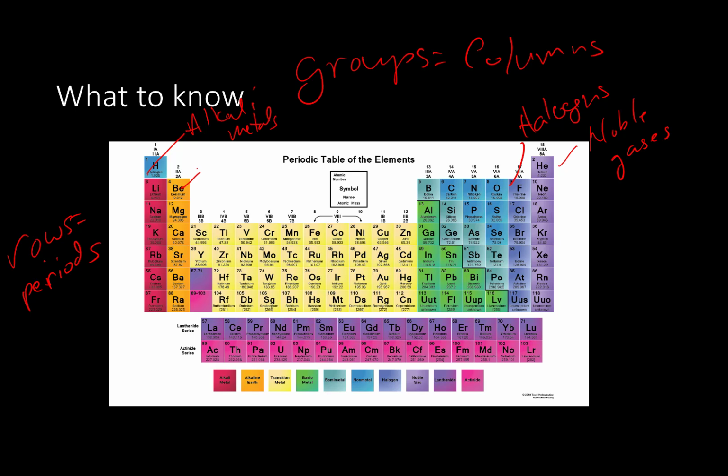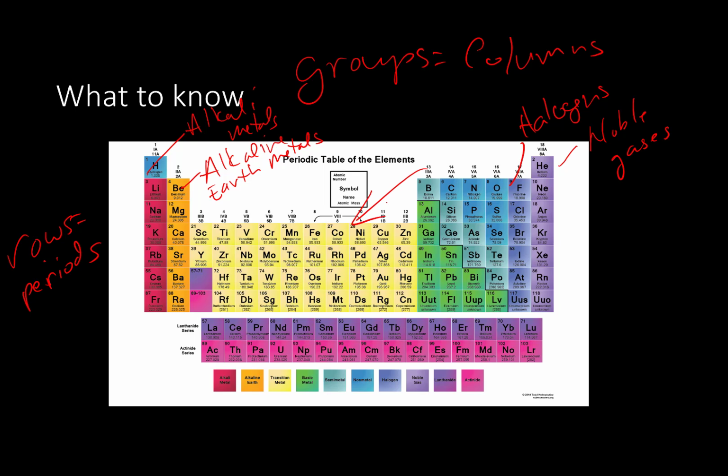Okay, this next group is called the alkaline earth metals. We don't need to worry too much about the name, but we do know what that is. Now this is a major theme in the periodic table.